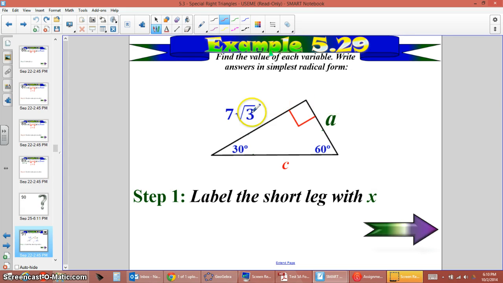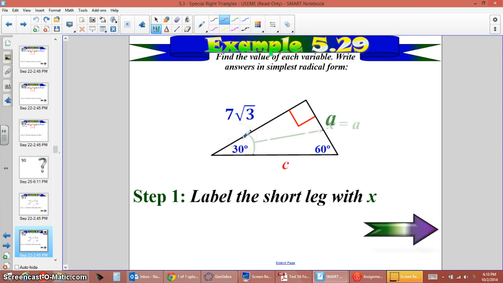Right here, I've got 7 root 3. Now this is my middle side. Notice it's across from the 60. So my x value is 7. So right now I know that 7 is a, and c is twice as big as that, so it's 14. C is 14, and a is 7. Done. Just by looking at my cheat sheet and realizing that 7 is in the x position.